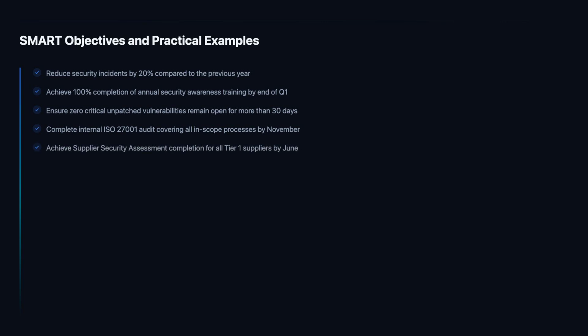Supplier security assessment objectives address the supply chain risk management requirements embedded in ISO 27001 Annex A. Specifying Tier 1 suppliers, the organization's most critical third parties, as the target population focuses effort where the risk is highest. An assessment completion target with a deadline creates the accountability needed to ensure that supplier security due diligence actually happens rather than remaining an aspirational activity in the risk treatment plan.